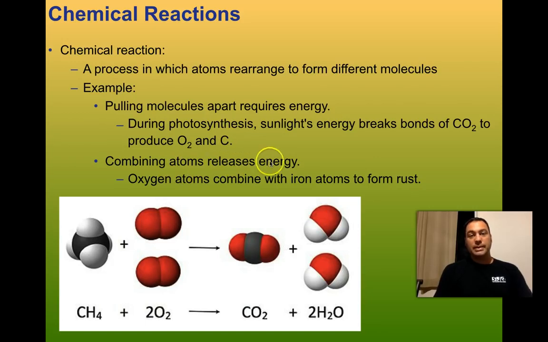Combining atoms releases energy. So oxygen atoms combine with iron atoms to form rust. And it turns out basically what you're doing is releasing heat at the same time that you are doing that transaction. So the release of energy is actually what nature normally does. But during photosynthesis, it's taking in energy from the sun. So it's putting energy in. So this is two ways that rearranging of molecules or rearranging of elements deals with energy issues.